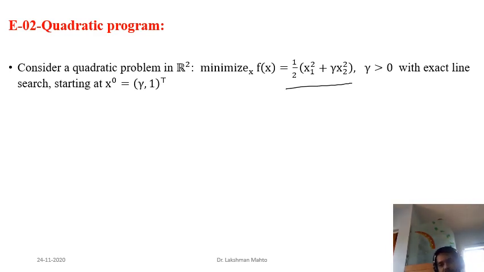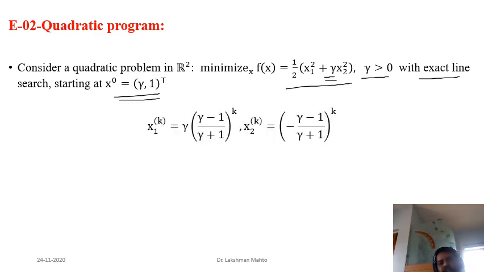So from that perspective, I have taken this kind of quadratic problem where gamma is the coefficient of x2 squared. So the condition number will depend on this gamma, and this will highly influence gradient descent. Here gamma is greater than 0, and we perform exact line search with this starting point, gamma 1. If you take this as the starting point, the iterate at the kth iteration is given by this first coordinate and this second coordinate.